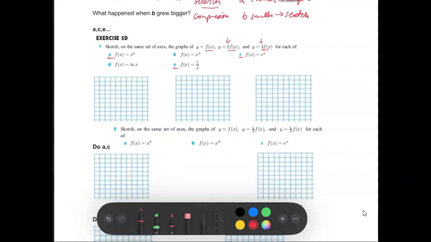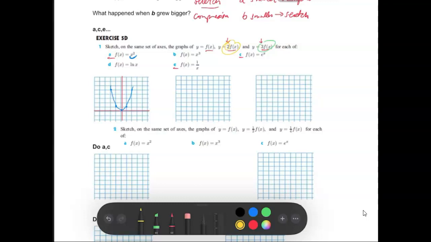So first thing I'm going to do is draw the axes. And then I'm going to use blue to draw the original function. And then I'm going to use yellow to do 2f of x, and then I'll use green to do 3f of x. So blue is going to be the parabola parent function. And then yellow is going to be the parabola stretched by a factor of 2.